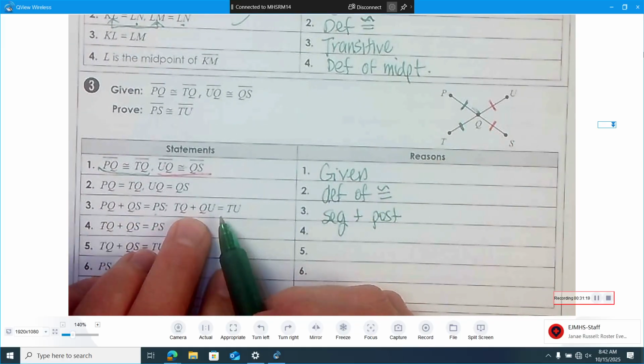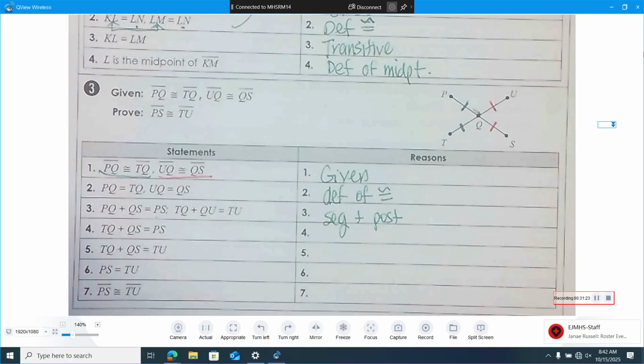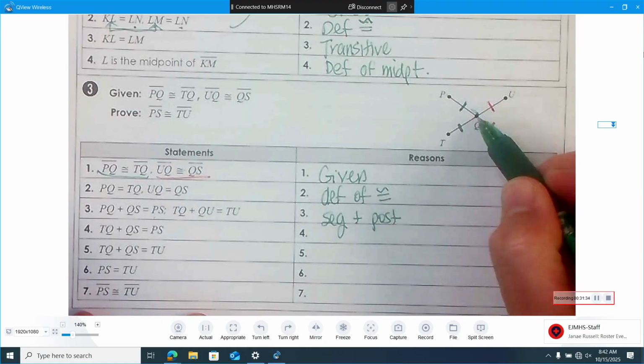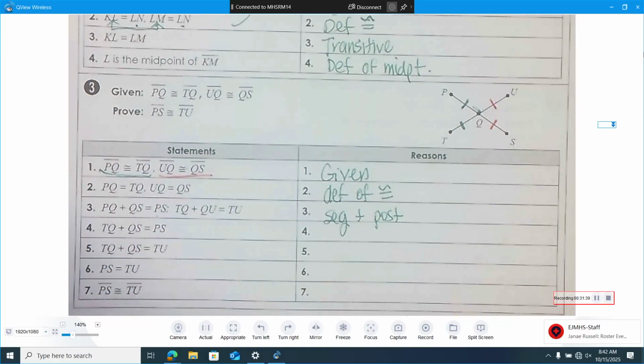And the same thing over here. TQ plus QU equals the whole thing. So it's really important when you're looking at your statements, looking at the picture as well, so you get an idea of what you're looking at. And if I can kind of model it, I can see it out, say, oh, I'm on one segment and then another little piece, and that equals the whole thing. That's the segment addition postulate, okay?